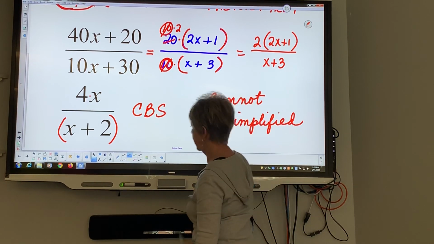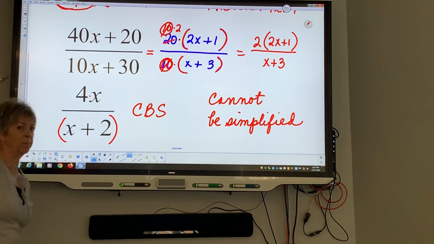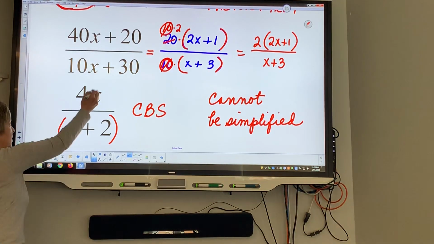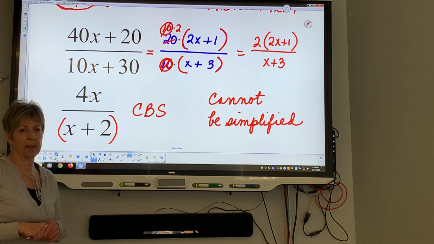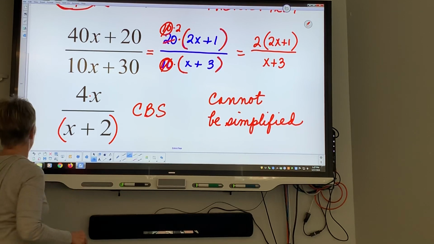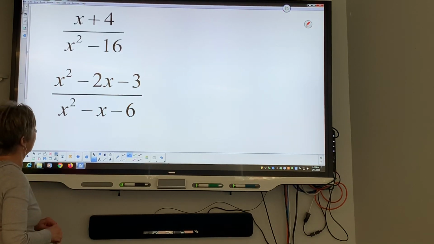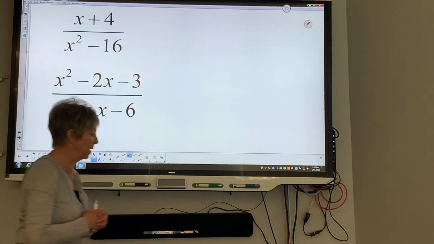Boom. Okay, nothing I can do. Don't you be tempted to slash away at those x's, okay? That's man-slashing, and man-slashers go to jail. All right, 3 more, and then we'll be done.